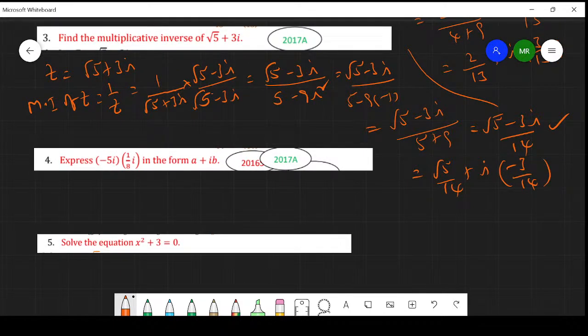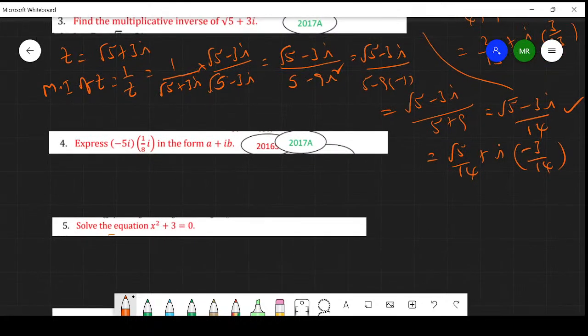Express minus 5 into 1 by 8 into i in the form of a plus ib. They are asking the form of a plus ib. Right. Now they are asking this one. You check here. When they are asking that term now, I can write this one. So just in the form of a plus ib they are asking. So when they are asking the form of a plus ib, just you multiply the given number, it will come minus 5 by 8, i into i, i square it comes. So minus 5 by 8 into minus 1, it will be 5 by 8.